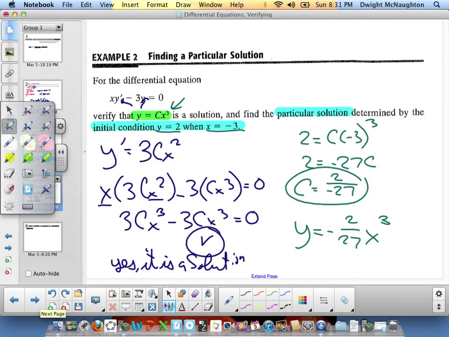So that, in a nutshell, is the differential equation. Separation of variables is how we solve this. Right now, we're just showing what you do when you have a solution. You need to check it out.